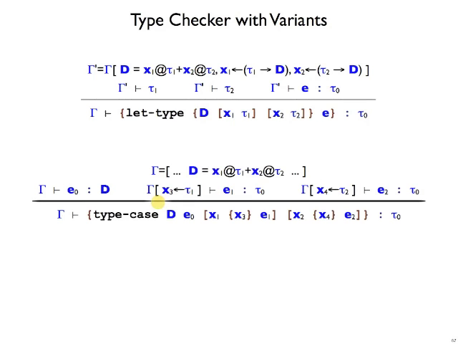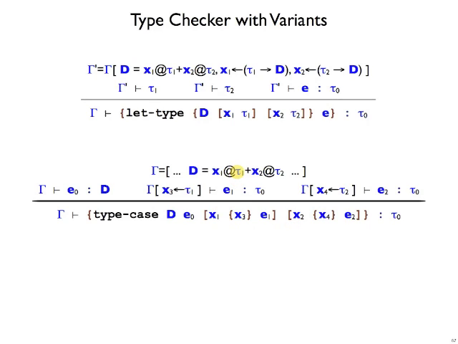On the type case side, then we have this type D that we're dispatching on. So we need to make sure that our current environment gamma includes a definition of D. And it has to define D for x1 and x2. Those have to match up with the x1 and x2 that were written down in the type case expression.